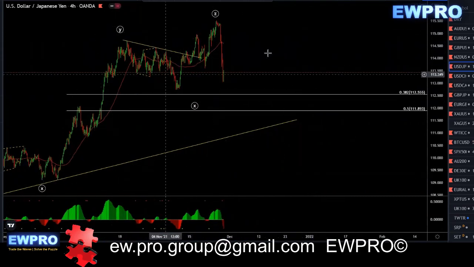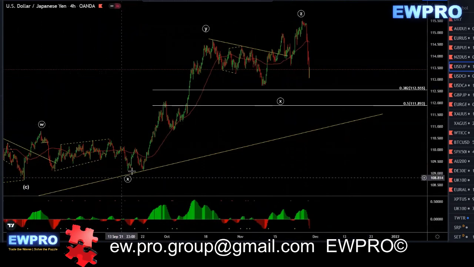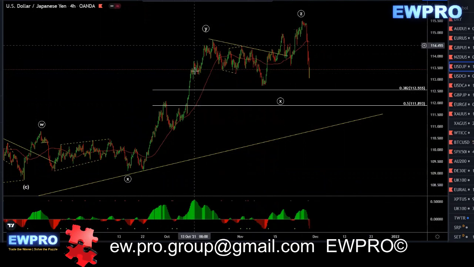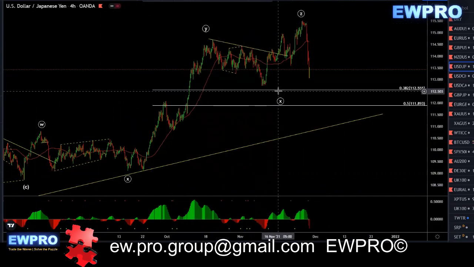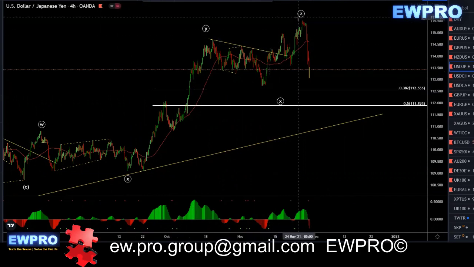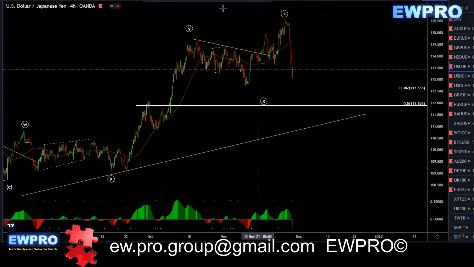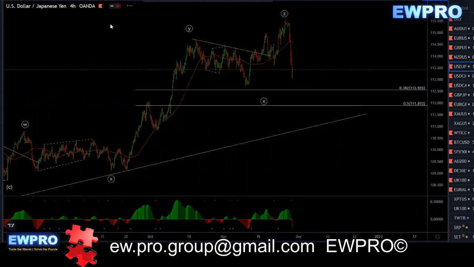We were looking for a bit larger correction here. I was looking for a correction this size. This was a reasonably large correction. It nearly comes down to our 38.2 where we wanted it to go, and then it took off and we got that bearish divergence. So really you can only look for sells.